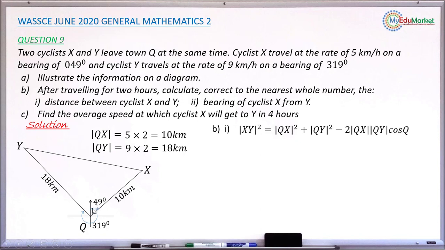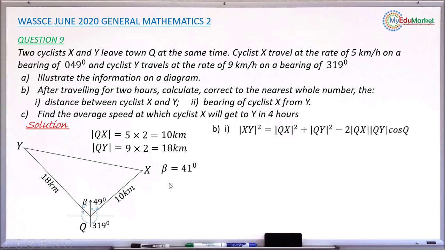If I can find this angle beta, look at the angle beta. If I can find this angle beta, beta plus 49 will give the angle at Q inside this triangle. And looking at this 319, if I add it with the beta, it will give me a complete angle in a cycle, that is 360, which means the angle beta will now be 360 minus 319, which gives answer 41. So beta is now 41.